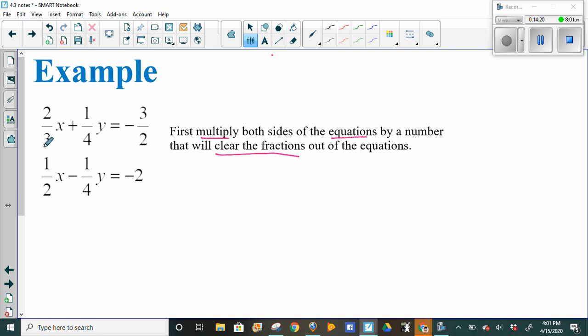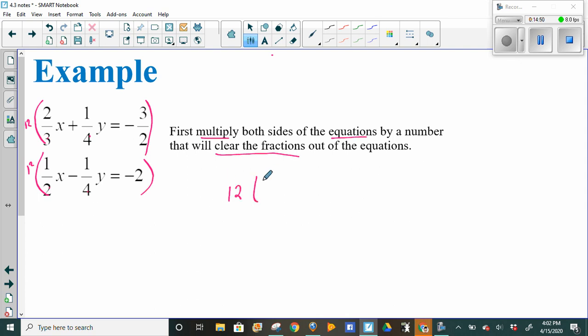If you look at all your denominators, we've got a 3, a 4, a 2, and a 4. So what is one number that will go into all of them? 12, okay? So I'm going to multiply this whole equation by 12, and I'm going to multiply this whole equation by 12. So I'm going to get rid of the fractions first and then see what happens, okay?